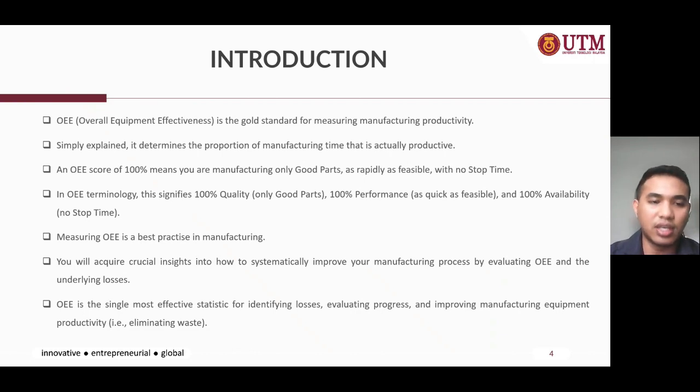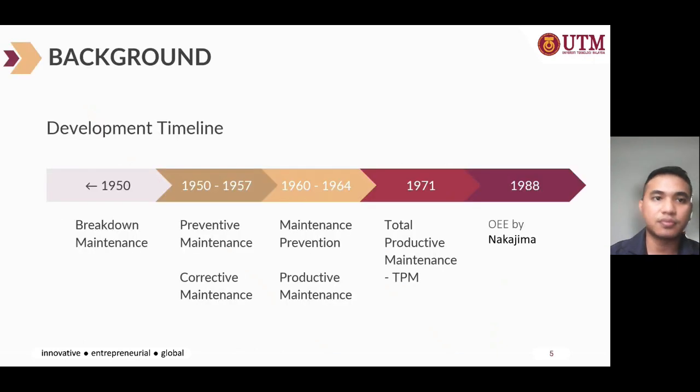Measuring OEE is the best practice in manufacturing. We gain crucial insight into how to systematically improve our manufacturing process by evaluating OEE and the underlying losses. Last but not least, OEE is the single most effective statistic for identifying losses, evaluating progress, and improving manufacturing equipment productivity. So one of its purposes is eliminating the waste.